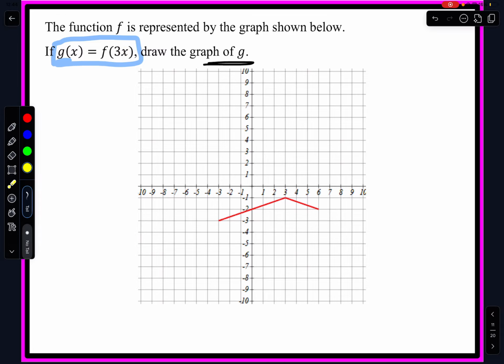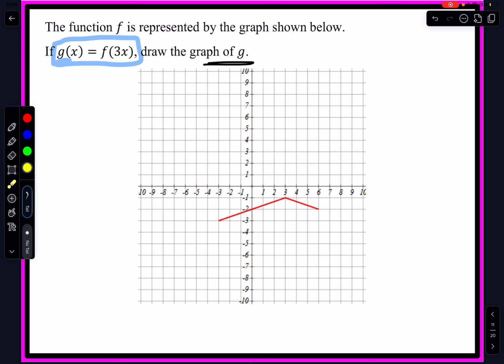But just like with addition, we're not going to actually do the operation that's indicated. If I had f of x plus 3, I'm not adding 3 to the x's, because this is going to result in a shift to the left side. So I'm actually subtracting 3 from the x's. Again, similar concept with this.